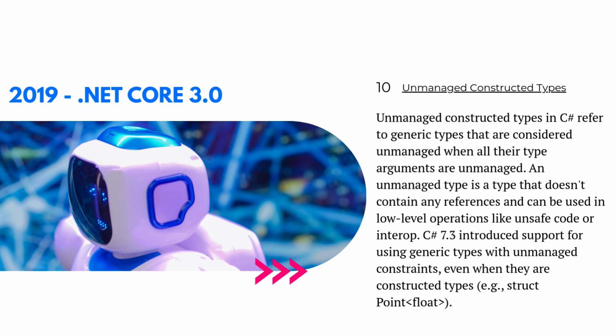Unmanaged constructed types in C# refer to generic types that are considered unmanaged when all their type arguments are unmanaged. An unmanaged type is a type that doesn't contain any references and can be used in low-level operations like unsafe code or interop. C# 7.3 introduced support for using generic types with unmanaged constraints, even when they are constructed types, e.g., struct Point<float>.